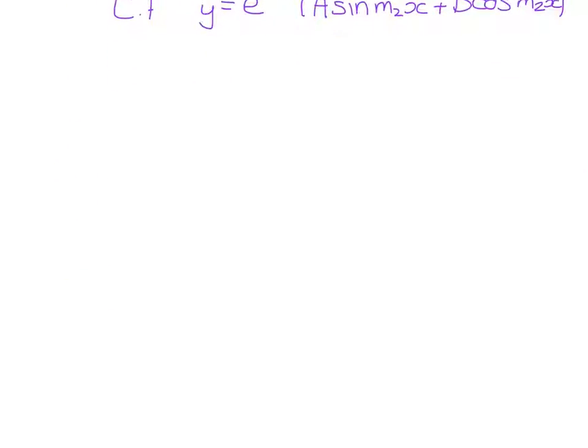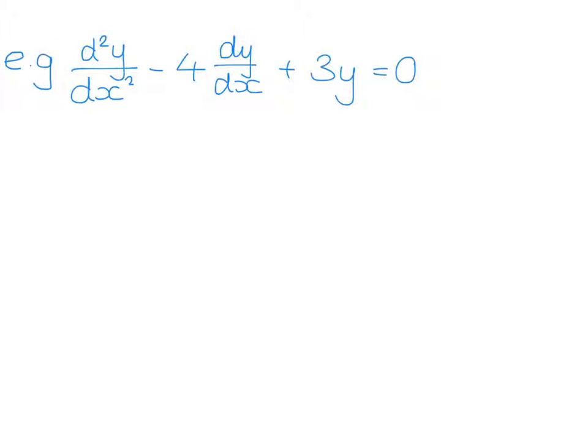So we are now perfectly able to deal with homogeneous second order ODEs. We're now able to solve them. So let's have a look at an example. d2y by dx squared minus 4 times dy by dx plus 3y equals 0. As we can see by the fact that this equals 0, we have a homogeneous second order ODE.